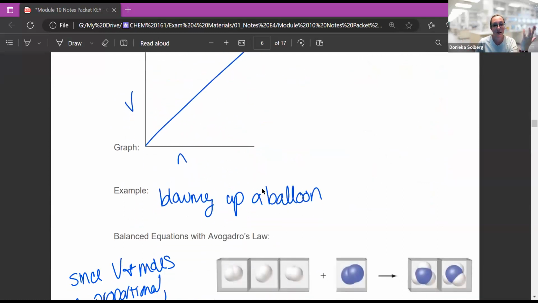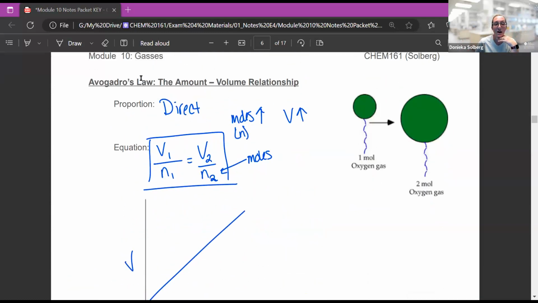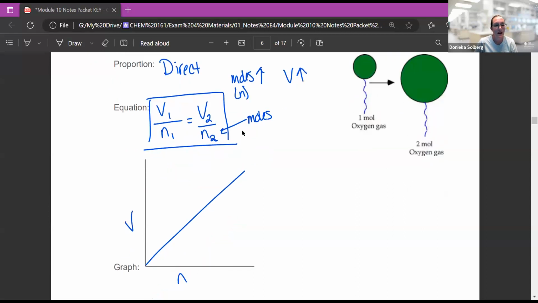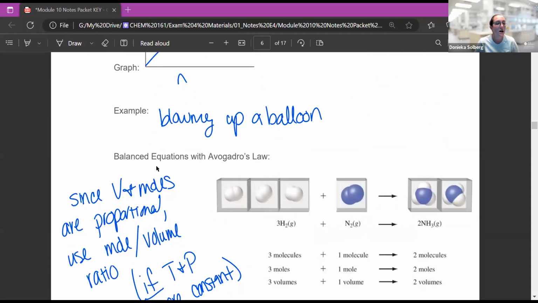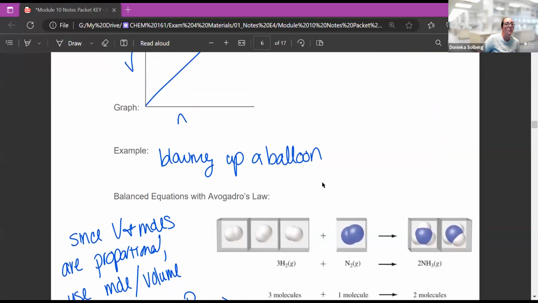An example, like I said, is blowing up a balloon. So if you're thinking of Avogadro's law, it's like blowing up a balloon. Putting more air into the balloon will make it larger. Okay, and this is going to be your equation. So the balanced equation with Avogadro's law.